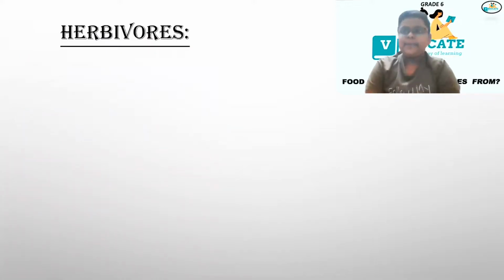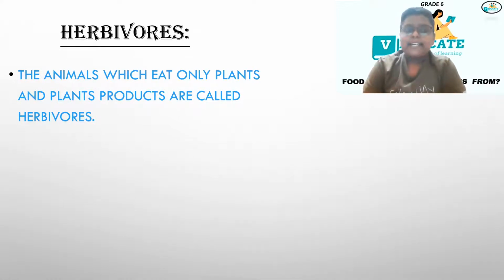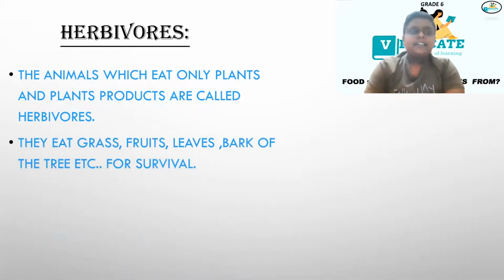First is herbivorous. The animals which eat only plants and plant products are called herbivores. Plants like some crops and small grasses, and plant products like fruit and vegetables. They eat grass, fruits, leaves, bark of the tree, etc. for survival.